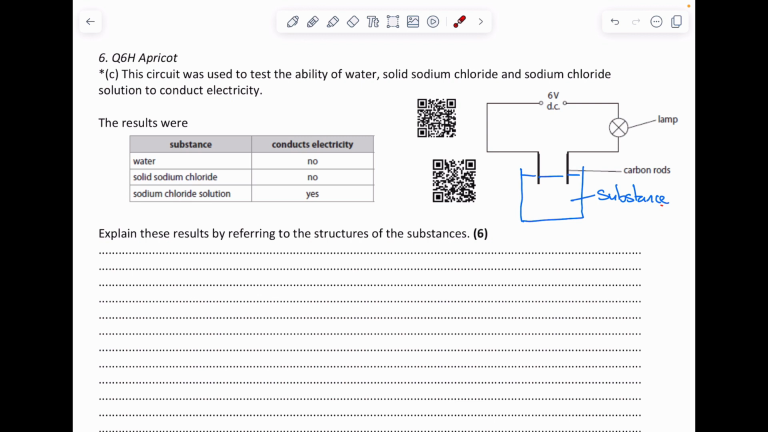How would they know if these conduct electricity? Because they've got some results here. They would obviously wait for the bulb to light up, and if the bulb lights up, then this part of the circuit is conducting electricity.